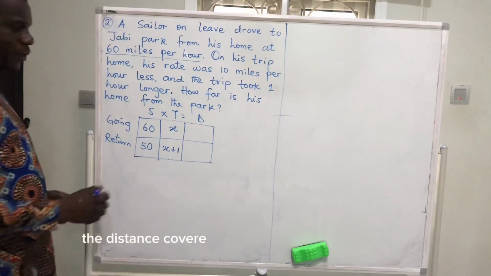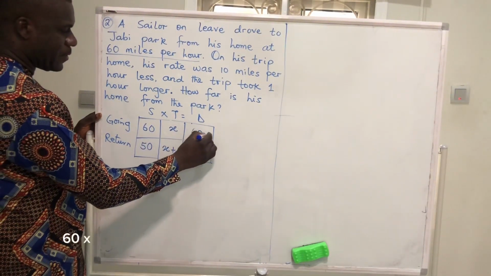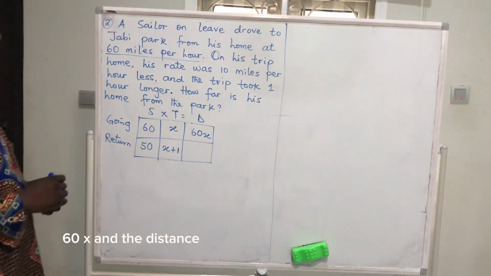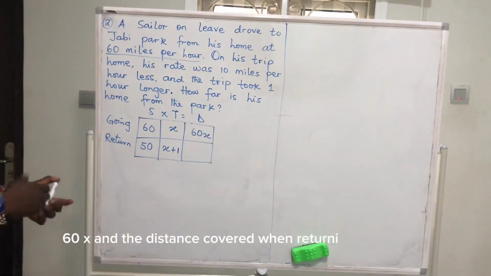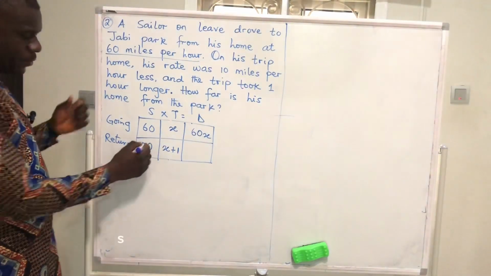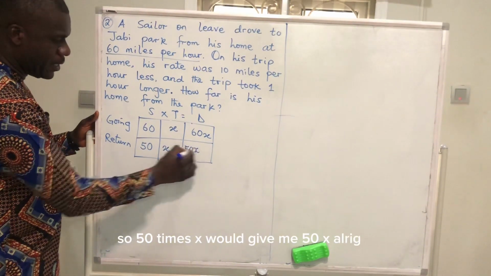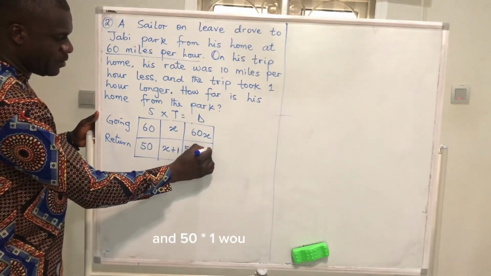The distance covered when going is speed times time, 60 times x, 60x. And the distance covered when returning back home will be 50 times x plus 1. So 50 times x will give me 50x, all right? And 50 times 1 will give me 50.